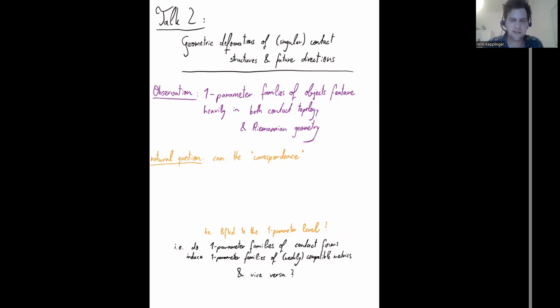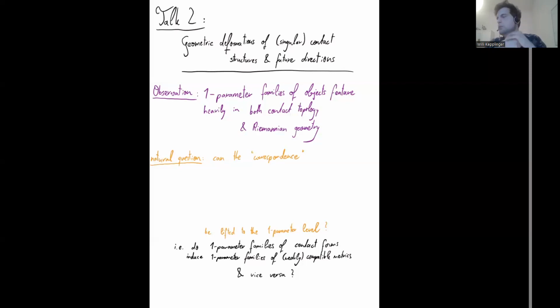So the title of the second part is geometric deformations of singular contact structures and future directions. You will see what I mean by this in a second.